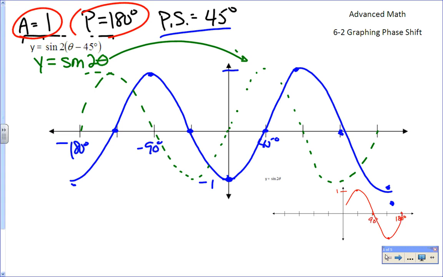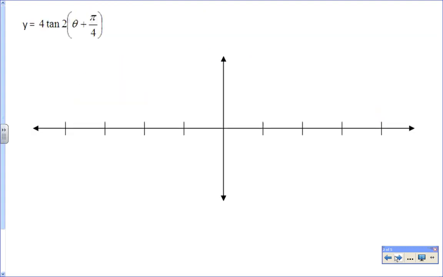But can you see the shift now? Go from the green to the blue. You see how that's a 45 shift to the right? Right? Okay. So did you find one way that's going to work for you? All right. Well, let's try another one, and then I'll let you loose.